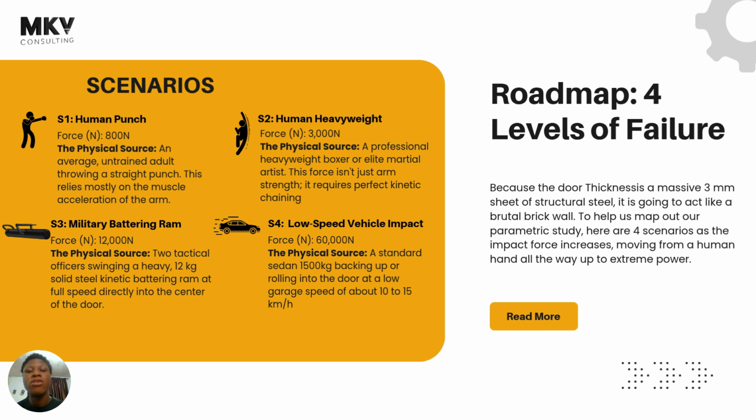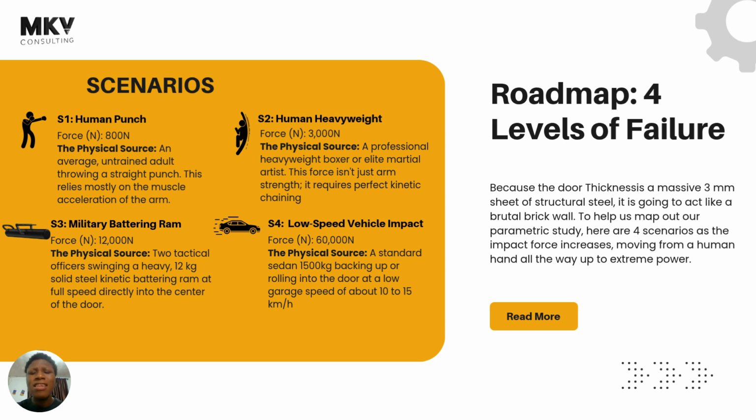Now, a human punch depends solely on the person in question, right? For this, we are mimicking an average untrained adult, somebody very simple, who balls up his fist and punches the door. That's what we're simulating at first. Then for the second simulation, we'll talk about someone who's trained, someone who actually throws punches for a living.